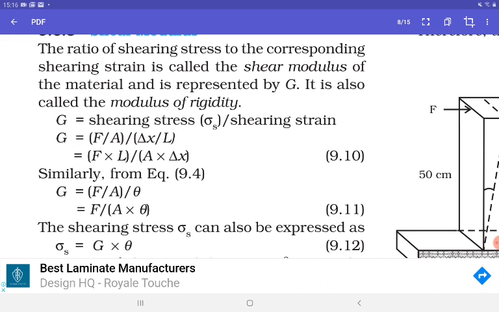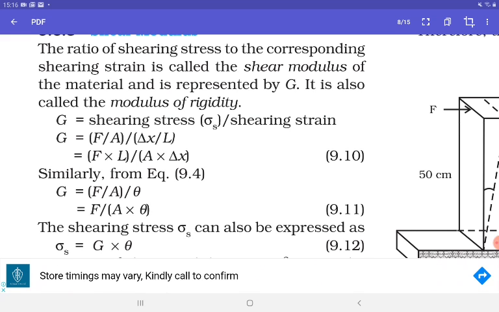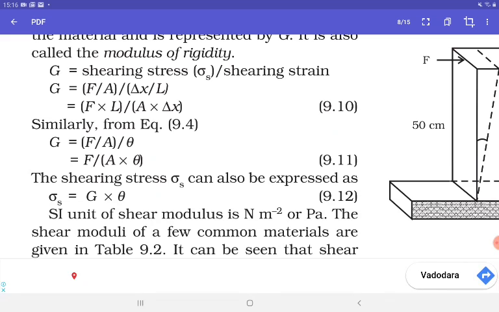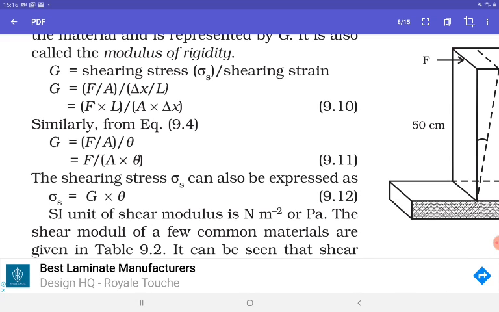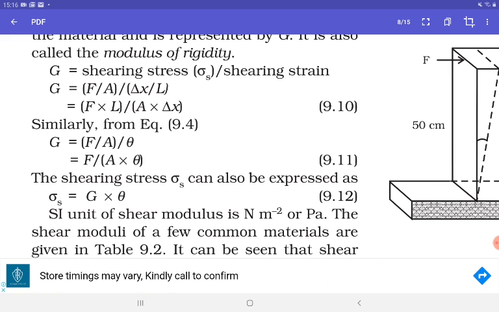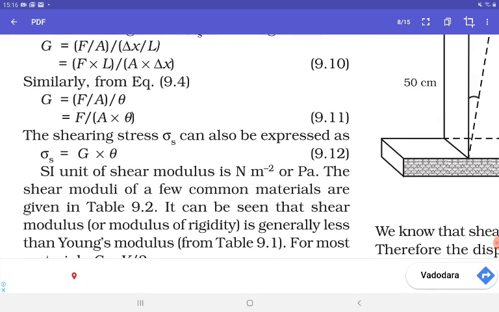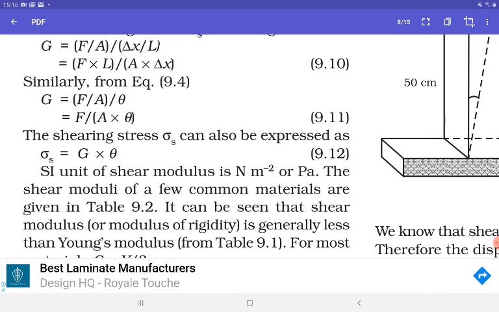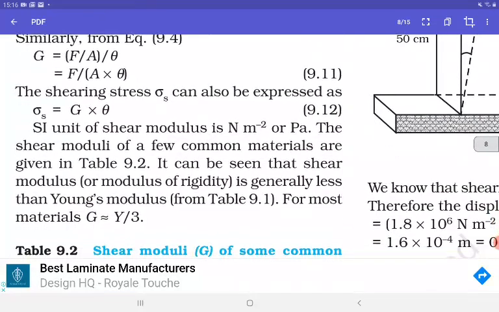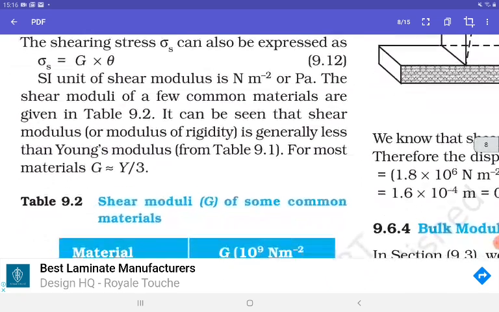That is, G is equal to F upon A divided by delta x upon L, that is F into L upon A into delta x. Similarly, equation 9.4, G is equal to F upon A into theta, that is F is equal to G into A into theta. The shearing stress sigma s can also be expressed as sigma s is equal to G into theta. SI unit of shear modulus is Newton per meter square or Pascal.